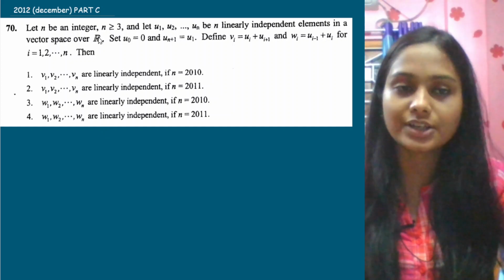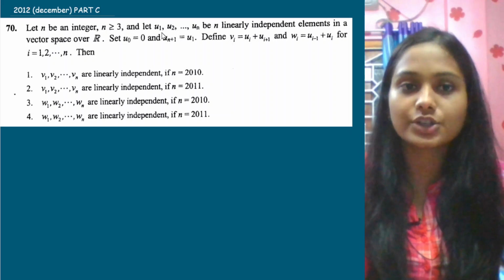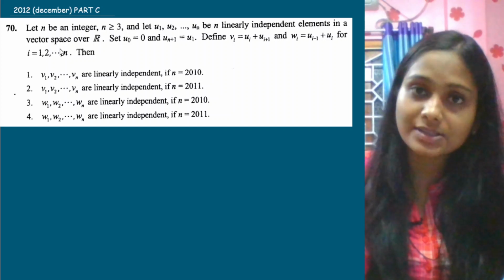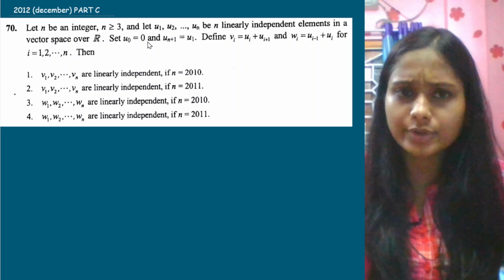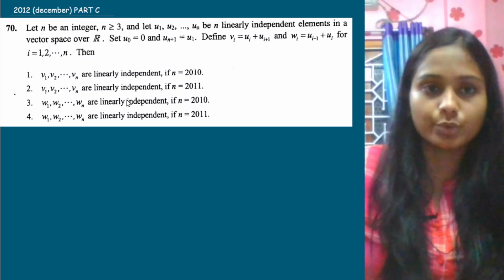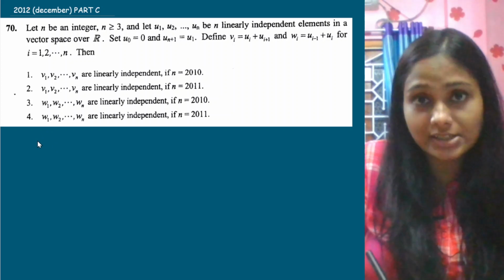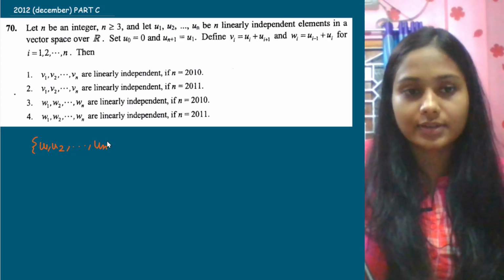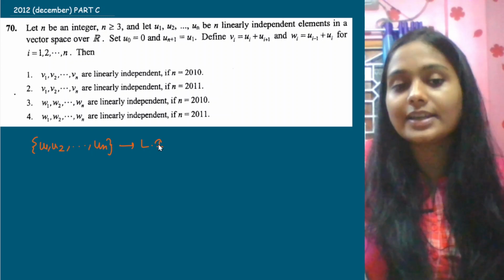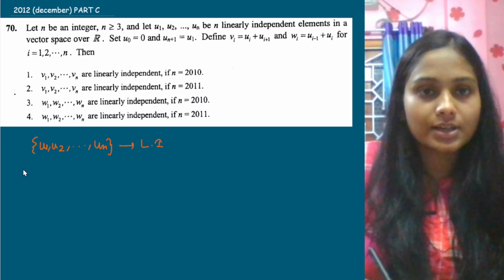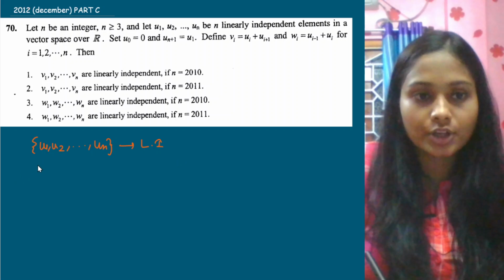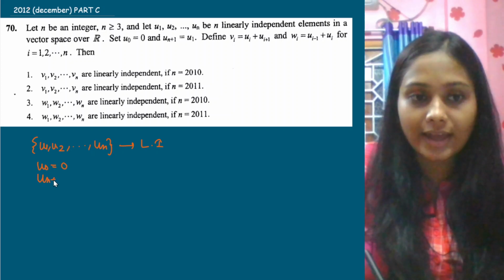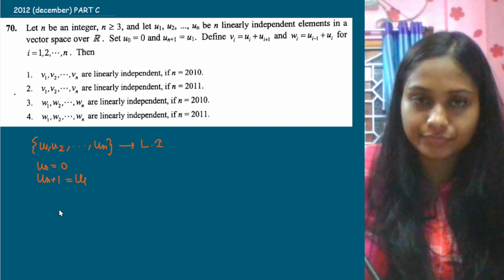Let n be an integer, n greater than or equal to 3, and let u1, u2 up to un be n linearly independent elements in a vector space over R. Set u0 equals to 0 and un plus 1 equals to u1. So here it is given that in a vector space u1, u2 up to un is a linearly independent subset of the vector space. After that it is given u0 equals to 0 and un plus 1 equals to u1.